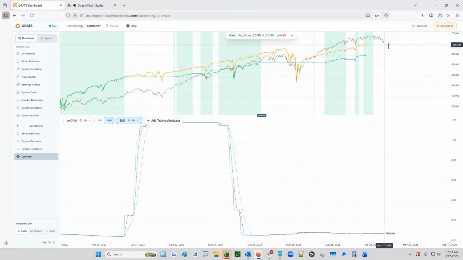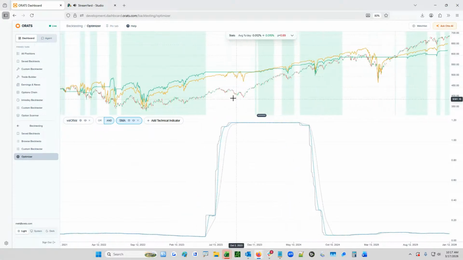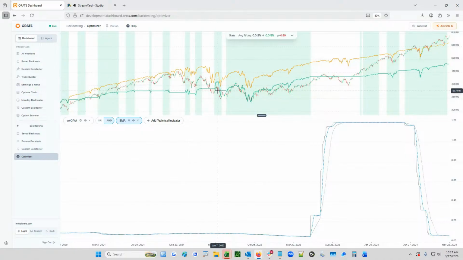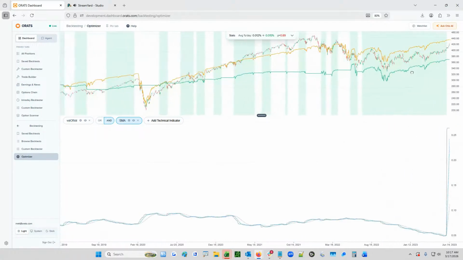So it did get us out, which is great. But again, it got us out and kept us out for a long time there. It got us out early here but missed a lot of that volatility. So here's a big down. This one actually got us in pretty well here. So let's just take a look at that. Let's get this one off.